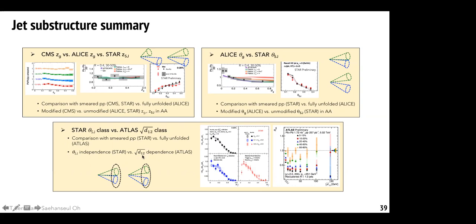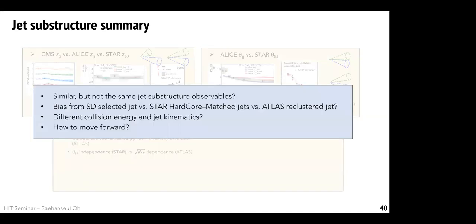So you may wonder why they are all inconsistent. Why are they all different? That's a very natural question, but I think the message is hidden in the details. First of all, comparing groomed girth and zSJ, or theta G and theta SJ, they are similar, but they are not the same jet substructure observable.